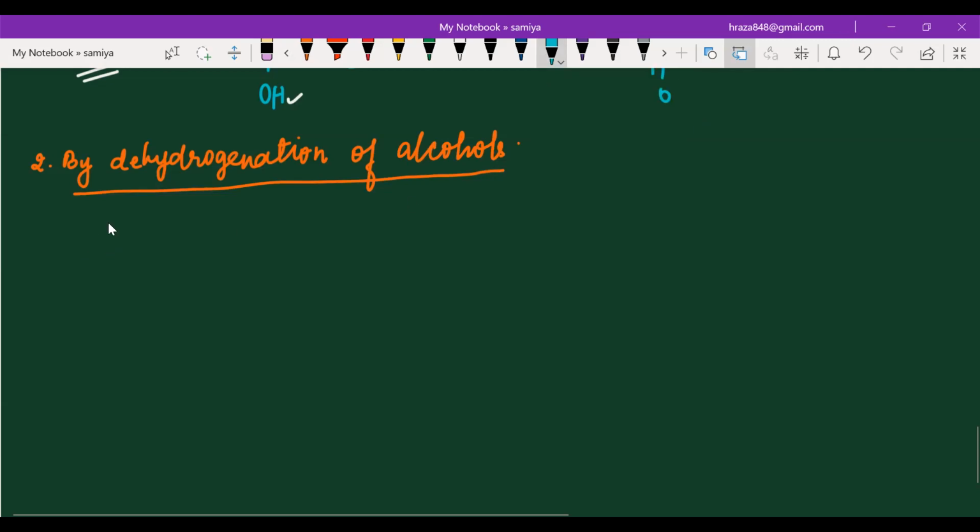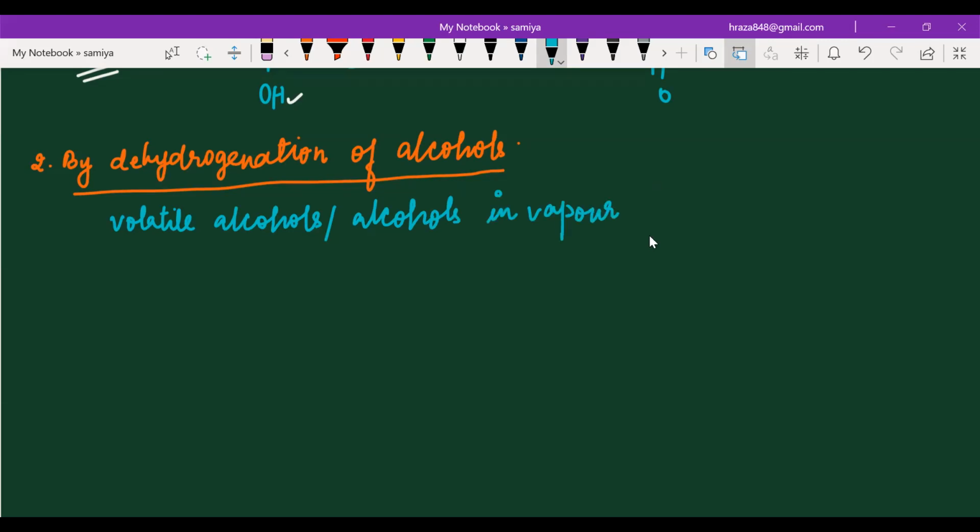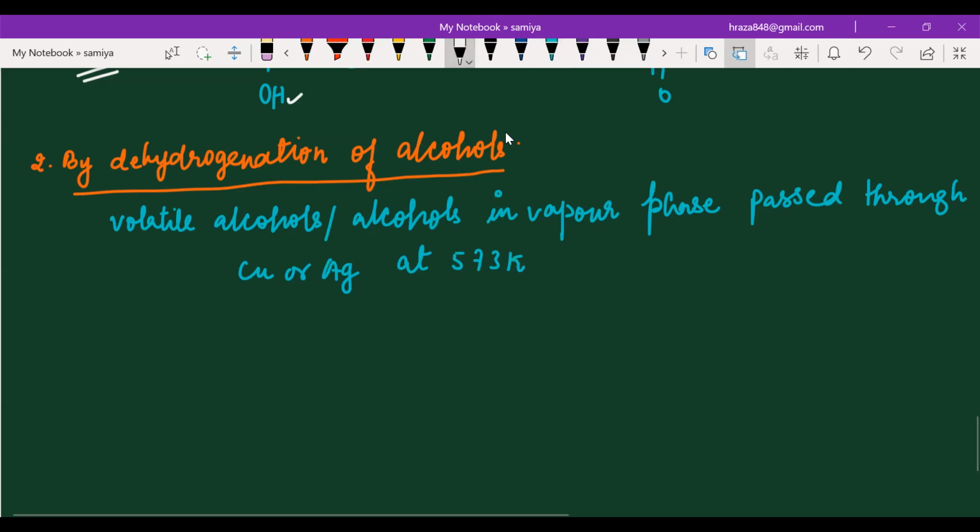So basically, volatile alcohols, or we can say alcohols in vapor phase, are passed through either copper or silver at 573 Kelvin. This reaction you have also studied in the previous chapter. So again, the same reaction will occur.